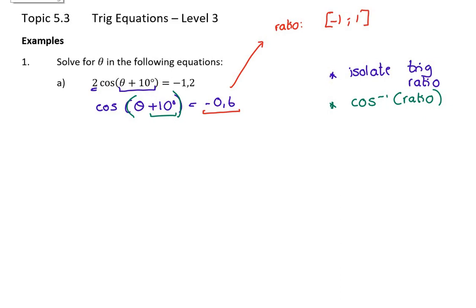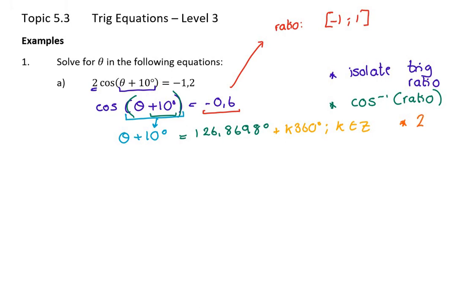When I did this, when I shift cosed of negative 0,6, I got 126, and I'm just going to keep a couple of decimals, 8698 degrees. Now the question is, who is equal to that? Well, it's not theta, it's this entire angle. So theta plus 10 degrees is equal to this angle. I also mustn't forget that I need to write plus k 360 degrees, and k is an element of integers.